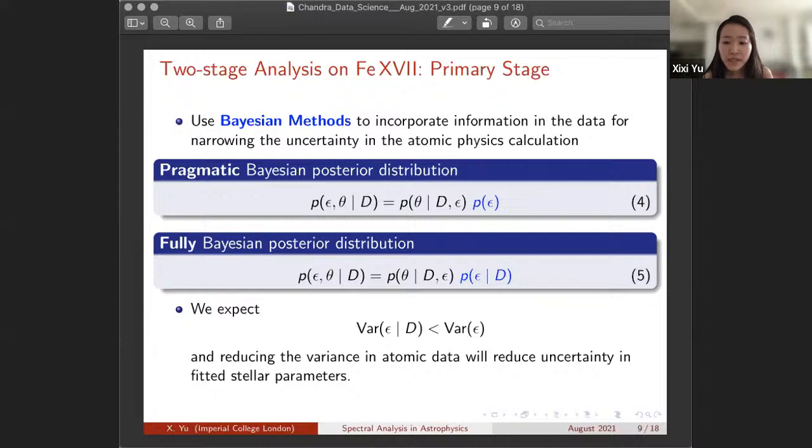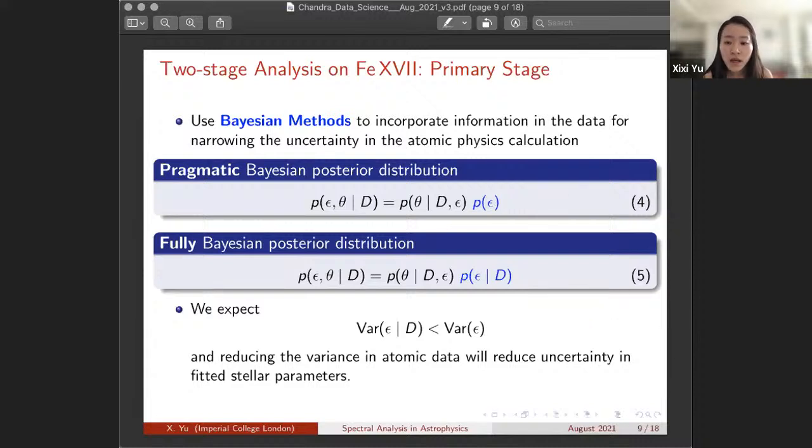For the pragmatic Bayesian method, we assume that we do not take into account any information in the data for the choice of emissivities, as highlighted in blue here, and then the joint posterior distribution for emissivity and the plasma parameter under the pragmatic Bayesian model is in equation 4.